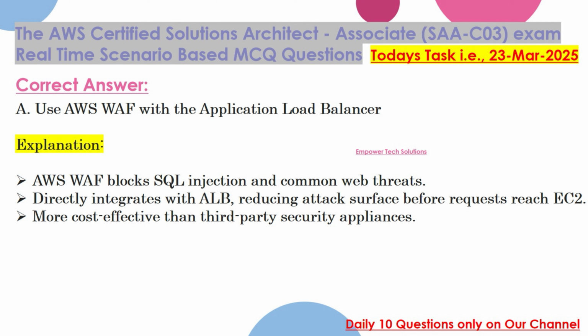Explanation: AWS WAF blocks SQL injection and common web threats. Directly integrates with ALB, reducing attack surface before requests reach EC2. More cost-effective than third-party security appliances.